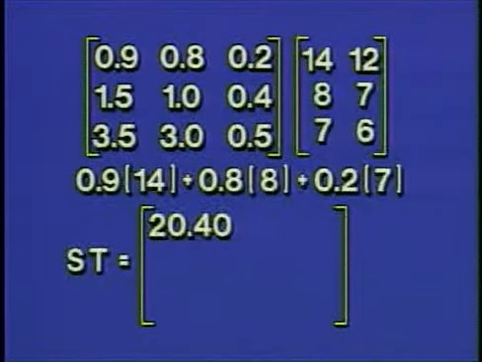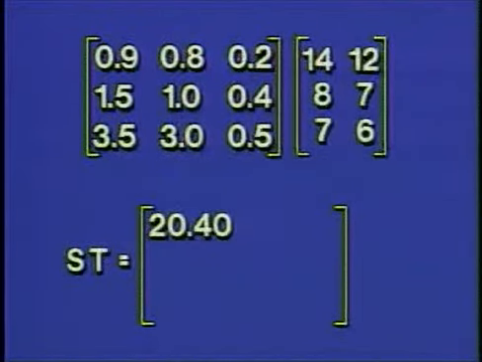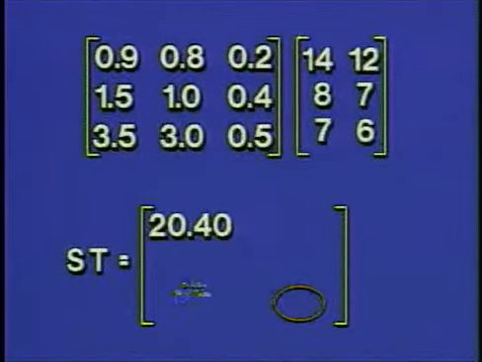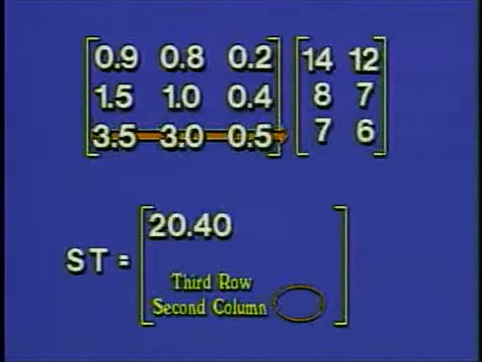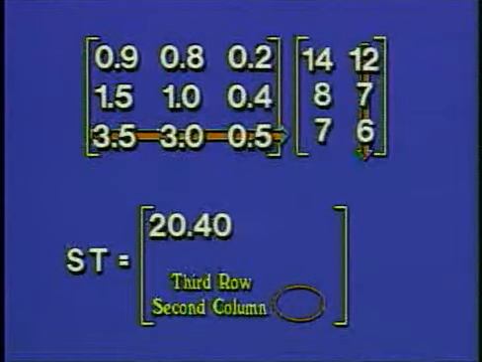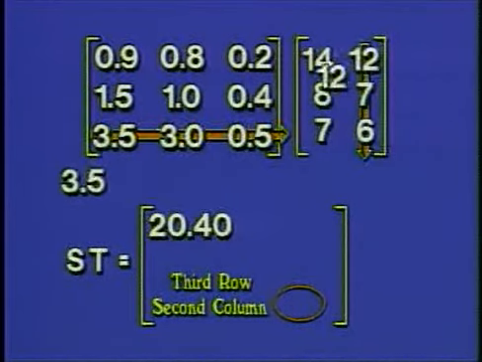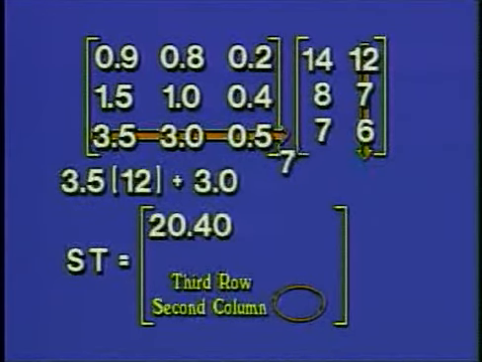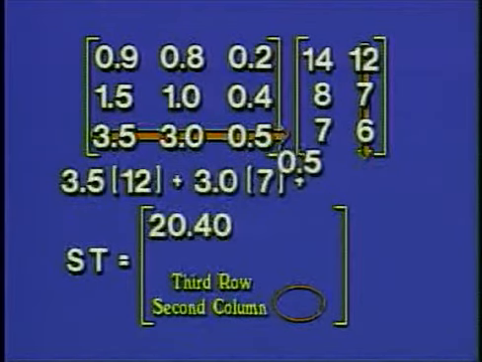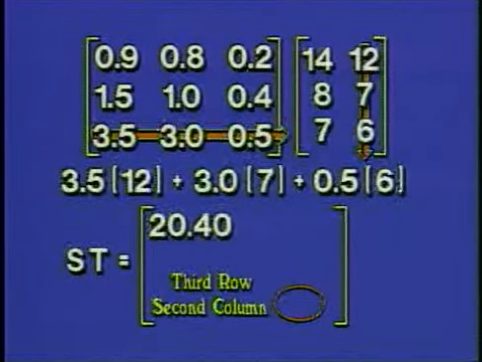Now each of the entries is calculated in the same way. Consider an entry in this position. Now notice what position this is. This is the third row, second column. So what we'll do is multiply the entries in the third row of the first matrix times the entries in the second column of the second matrix. So in this case, we're talking about 3.5 times 12 plus 3 times 7 plus 0.5 times 6. And the result gives us the entry in this position, 66 in this case.